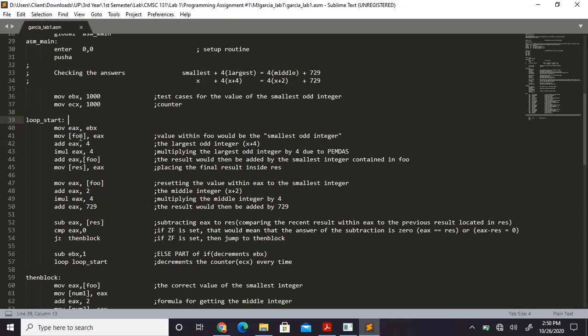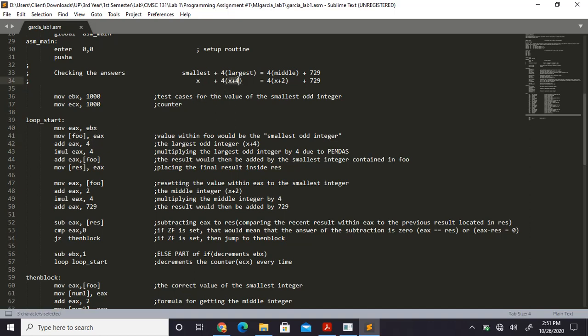So within the loop, the current value in EBX, I would place it into EAX. Then the value within AX I will put into foo, which is a temporary variable. Then we would now try to solve the problem by applying the solution. So the first thing we solve would be this one right here on the left side of the equal sign, x plus 4. It would simply be the largest odd integer. So I would just add the current value of AX to 4.